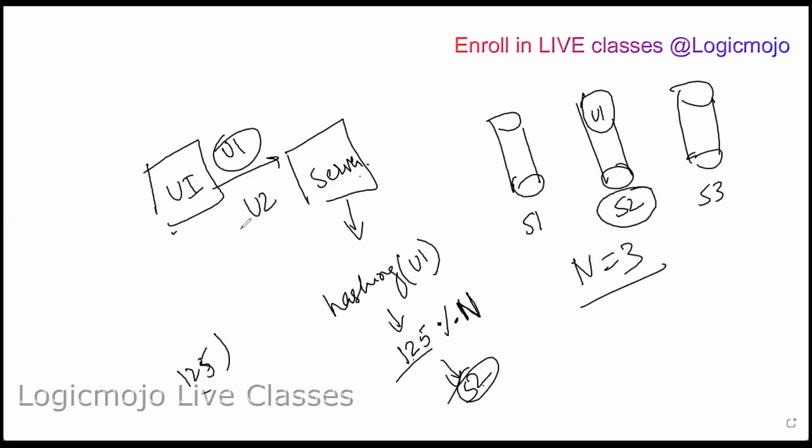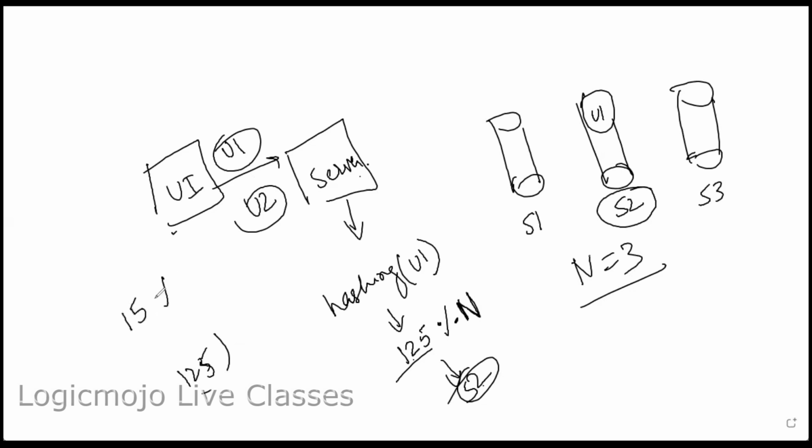Similarly, we registered U2. We got some value around, suppose, 15. Then we did 15 modulo 3. We got 0. Okay, so we'll have the servers numbered S0, S1, and S2, my bad. And then this will be going to S1 and S2. So if it is a 0, it will go to server 0. So your U2 is stored here, right?